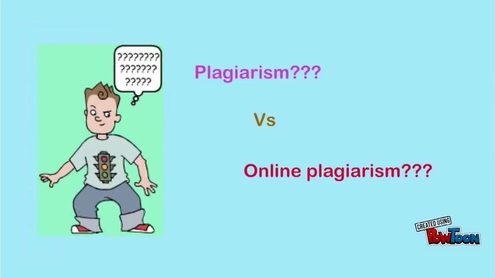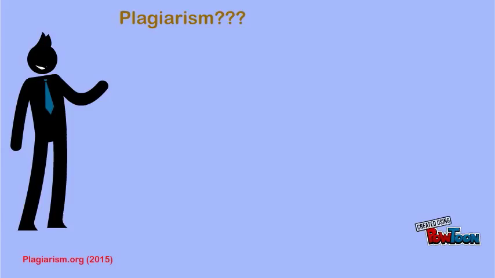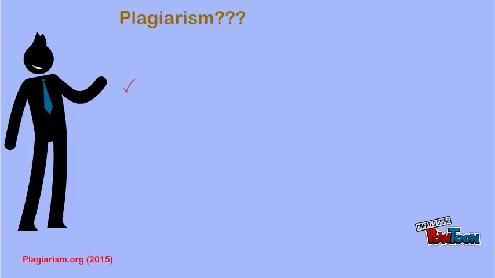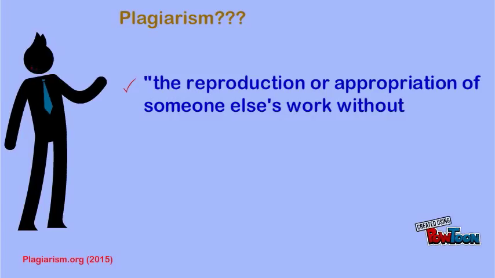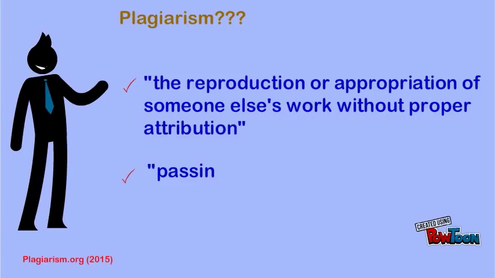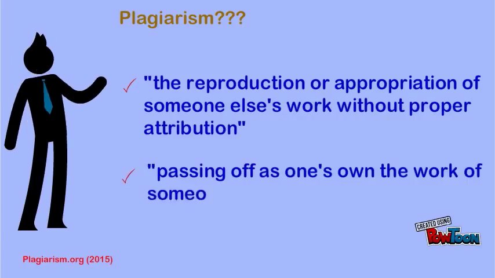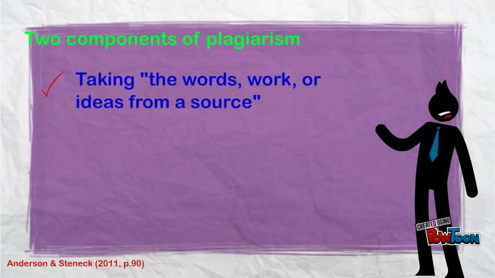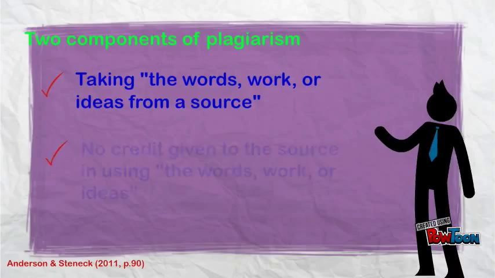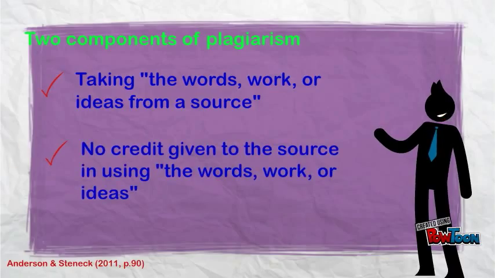So, what are plagiarism and online plagiarism? According to plagiarism.org, the term plagiarism refers to the reproduction or appropriation of someone else's work without proper attribution or passing off as one's own the work of someone else. It has two components: taking the words, work, or ideas from a source, and no attribution given to the source in using the words, work, or ideas.